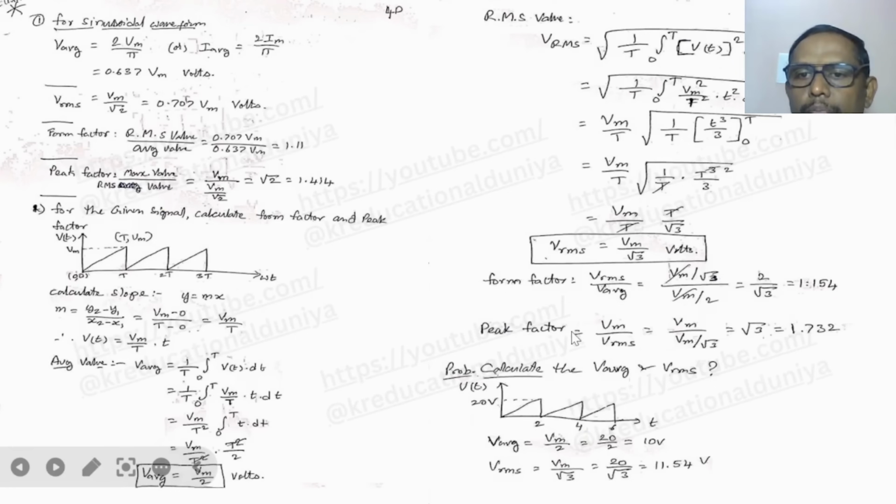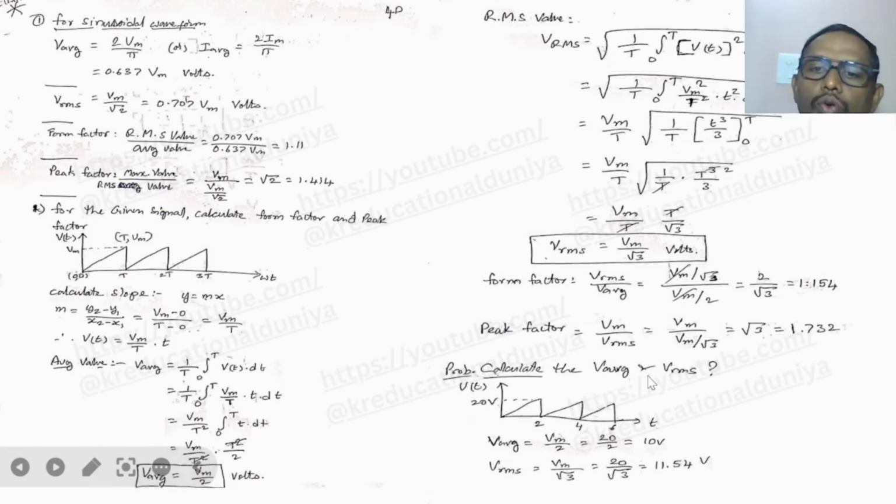And peak factor equals maximum value by RMS value, Vm by root 3. So Vm will get cancelled and in the denominator by root 3 is there, this root 3 will become numerator root 3. So root 3 equals 1.732. So the peak factor value is 1.732.